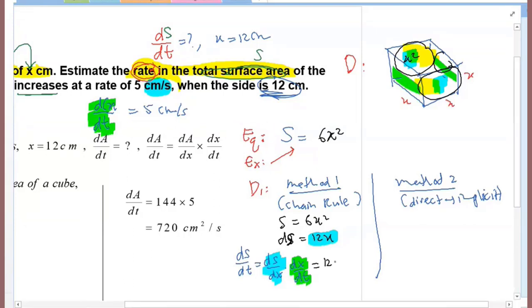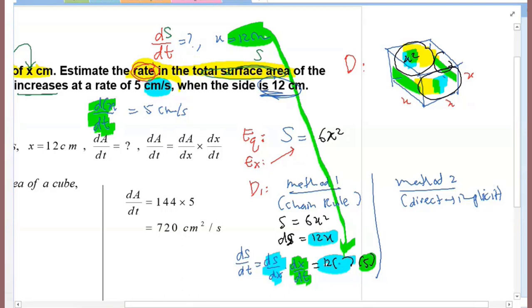So 12x times 5, this one is dx/dt. So now consider, what is x? x is given as 12, so substitute. 12 times 12 is 144, times 5 is 720 cm squared area per second. Okay, so this one using chain rule.